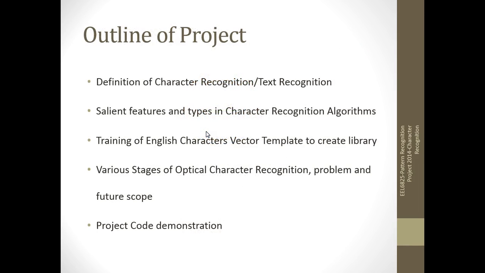First, we will discuss the definition of character recognition, which is also known as text recognition. We will see some of the salient features and types in character recognition algorithms, because every algorithm has a specific approach to solve the problem, and every algorithm has some problems and types of solutions. Next, since our project is mostly stressed upon English characters, we will train the engine with English characters and numbers, and subsequent stages of optical character recognition and problems will be discussed henceforth in this project. Lastly, we will discuss the project code, and we will walk through the simulation results.